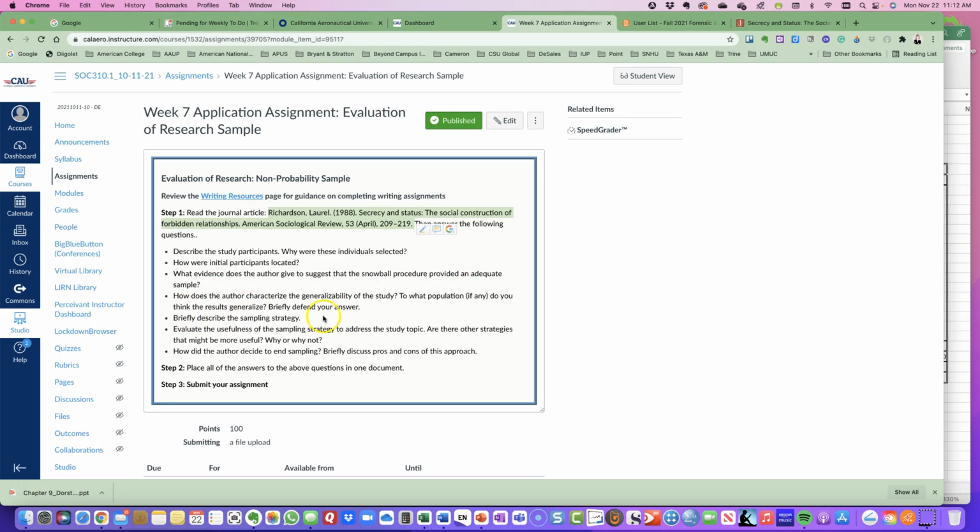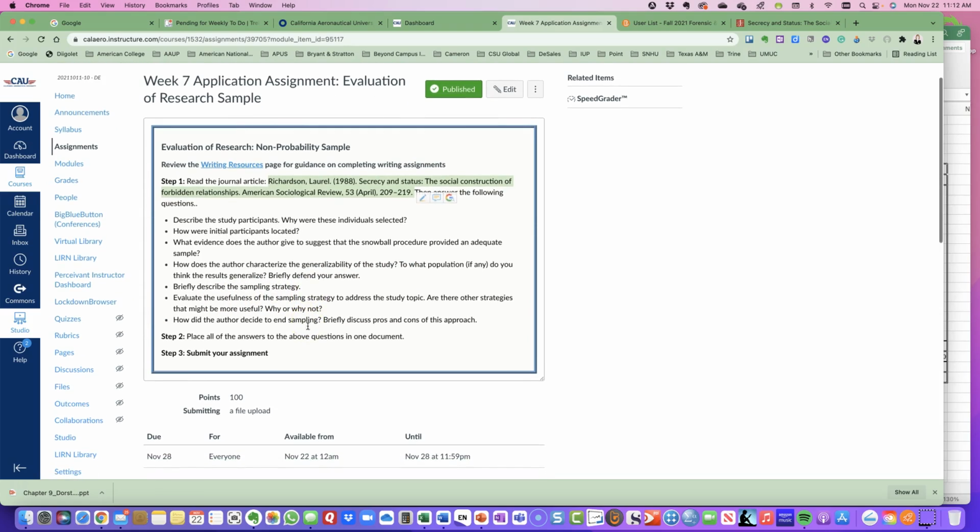What evidence does the author give to suggest that the snowball procedure provided an adequate sample? And how does the author characterize the generalizability of the study? Like, to what population do you think the results generalize to? And make sure you defend your answer. Then you're going to describe the sampling strategy used within the article. And you're going to evaluate the usefulness of that sampling strategy to address the study topic. Like, are there other strategies that might be more useful? Why or why not? Always provide your rationale.